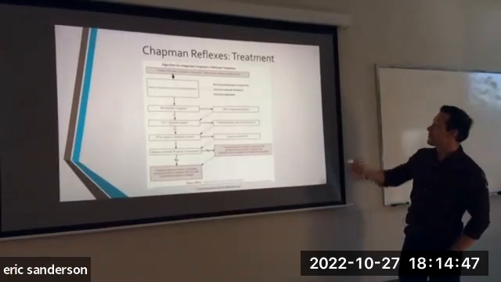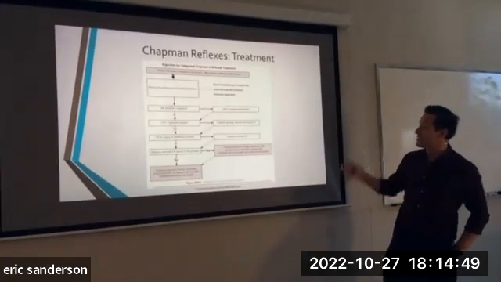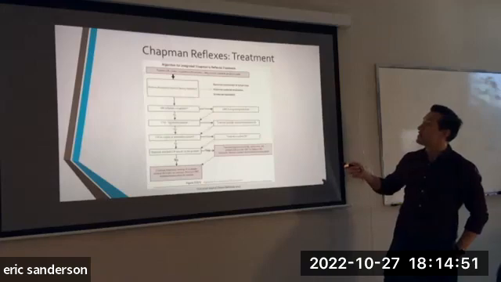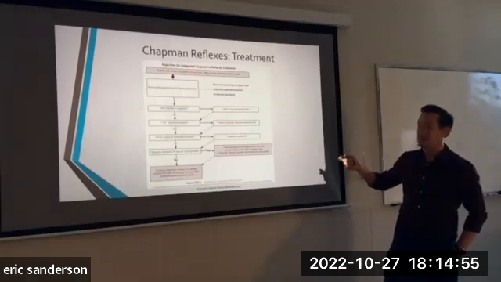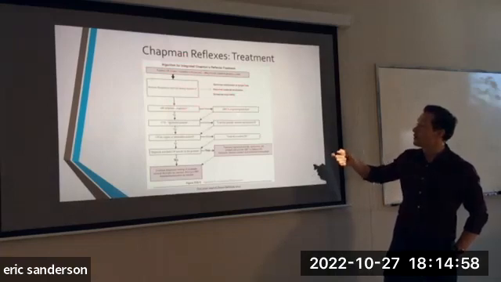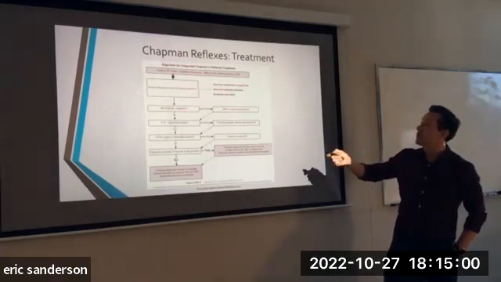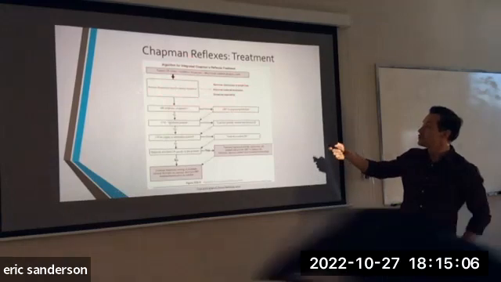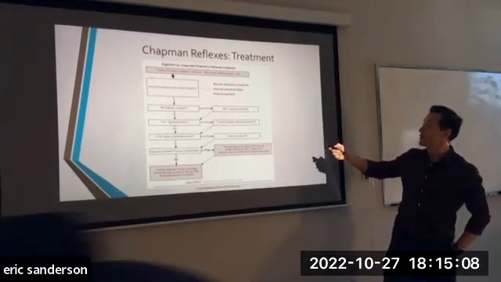Now, I never ever have used this, but it's actually kind of cool just historically. This was Chapman's algorithm. This is how he did it. He would go from one, and then he would look at what comes next. So restore respiratory and circulatory dynamics. So basically work on the diaphragm. Is there still lymph congestion? Yes. So osteopathic manual treatment to increase lymph flow.